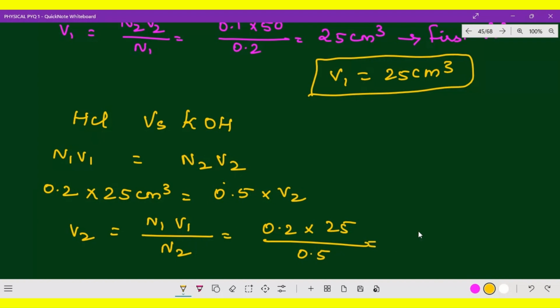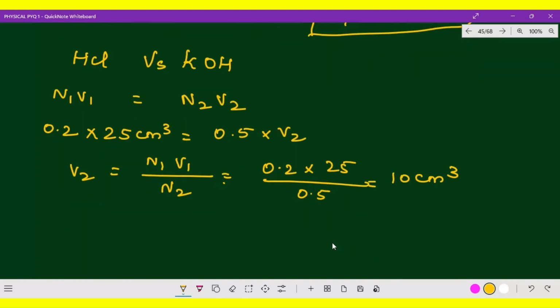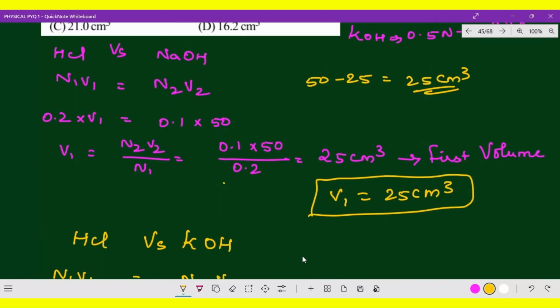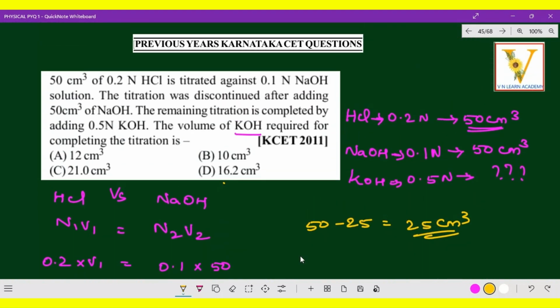So that means you will get the answer: V2 equals 10 centimeter cube. Centimeter cube can be converted into ml, so V2 is 10 ml only, right? Centimeter cube and ml are both the same. Now, which is the correct option?